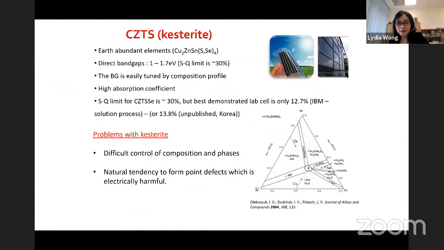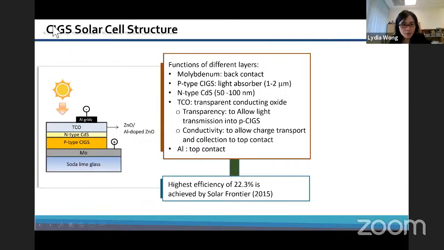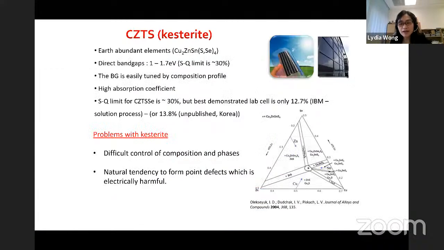Okay, now another problem with CIGS is we need to use indium and gallium. These two materials are considered quite rare and expensive. Because of that, people try to find a cheaper alternative, but also in the same family as CIGS. So we have what we call CZTS: copper, zinc, tin, sulfide, and selenium. So this is also a 4 or 5 element semiconductor.